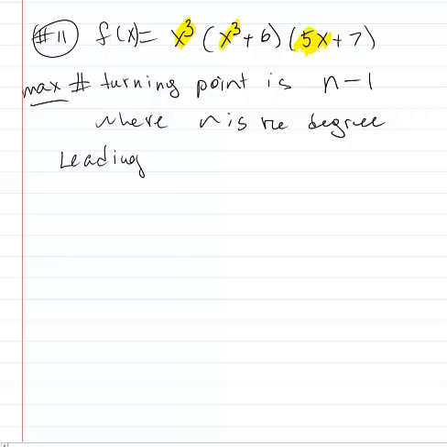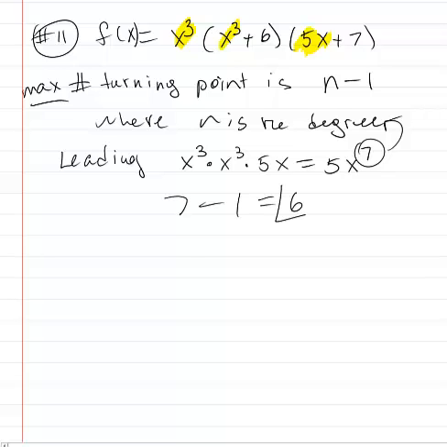You would also need to do something similar when you're doing the leading coefficient test. So if you're given a problem this way, you first collect all the highest terms, and then you just multiply them out. x cubed times 5x gives you 5x to the power of 4... rather, 5x to the 7. So we got 7 as our power, so that's our degree as well. So the number of turning points will be 7 take away 1, which is 6, which is answer choice A.